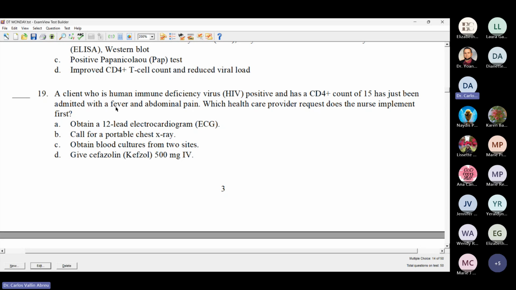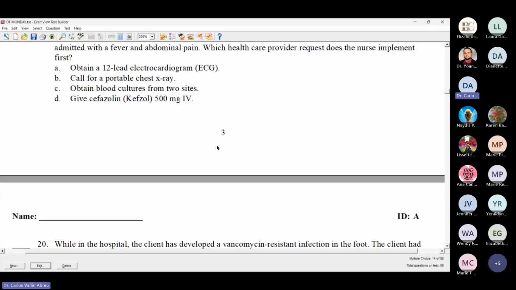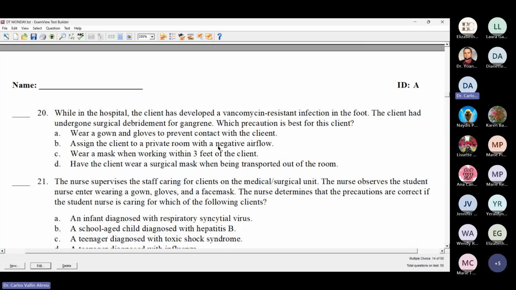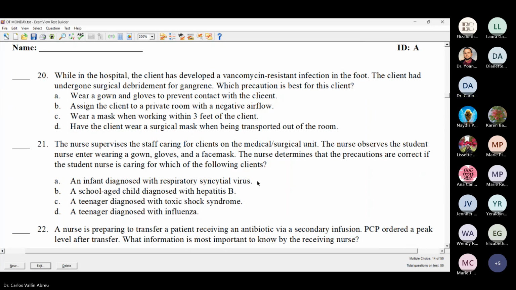So the priority in a client with a fever of unknown origin and a potential intra-abdominal infection is to find which bacteria it is. So the first is the blood culture, and second, initiate antibiotics. You cannot initiate antibiotics first and then do the blood culture, because then the blood culture is not going to be useful. But this is the order. It is an easy question. I hope that everybody could answer this question properly if you have it.